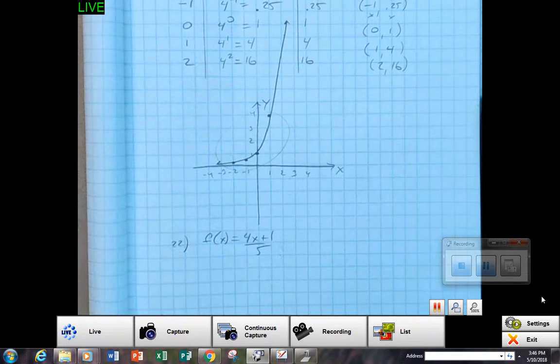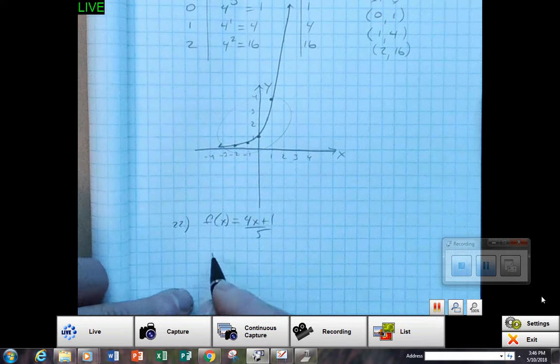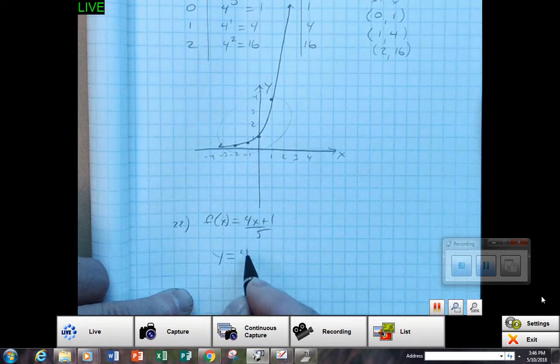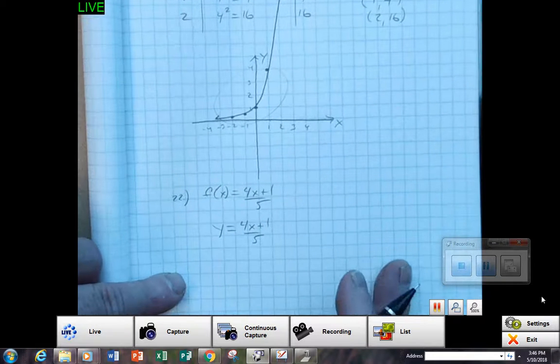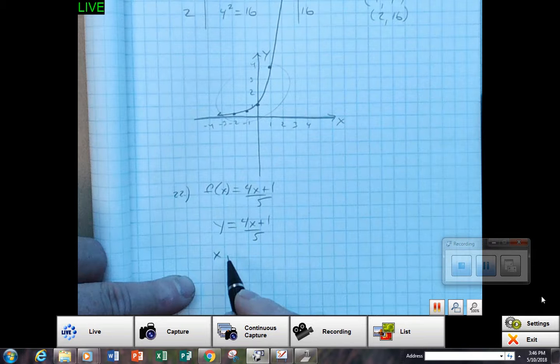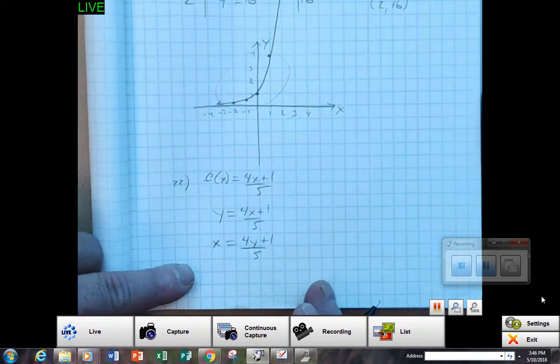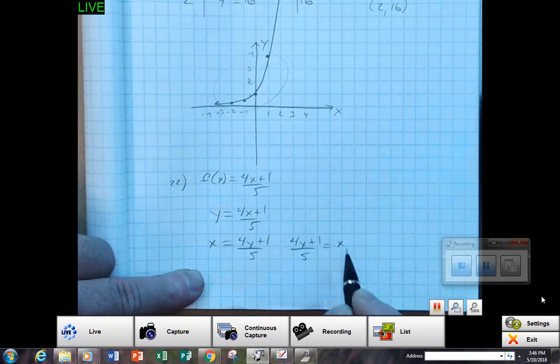Alright, inverses are a little bit different, but what you do is you replace that with y. And then you do a switch. Where that y is, you put an x. And where that x used to be right there, you put a y. And then you solve this for y. Most people like to flip that around. So this is on the left side now, and that x is on the right.